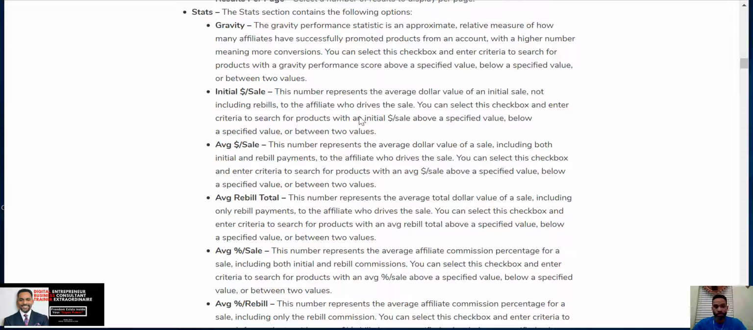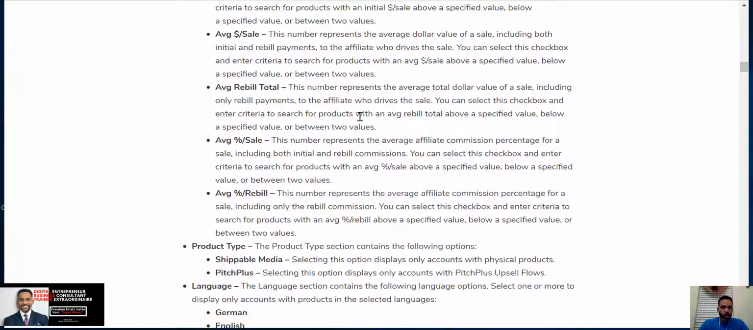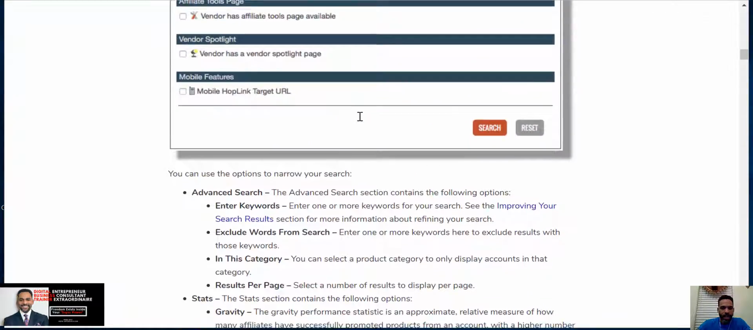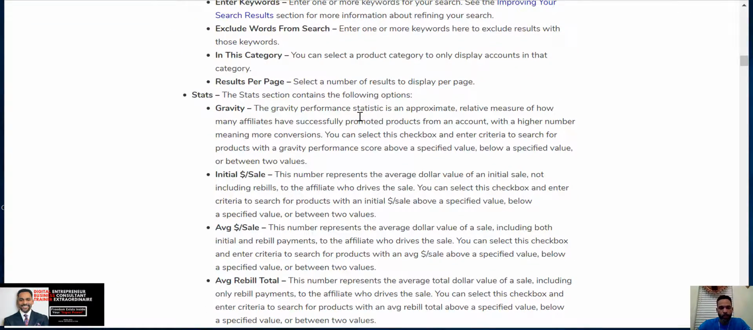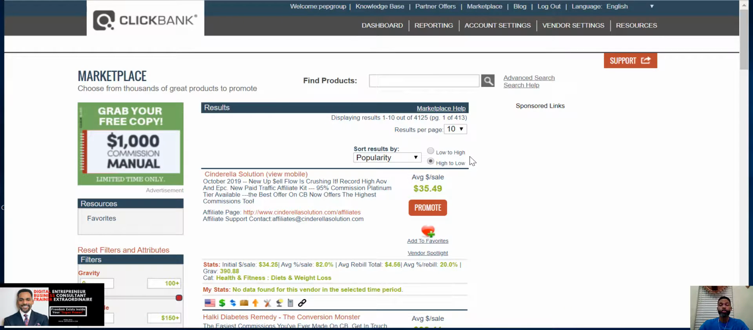So that's what we're going to look at in just a moment, but I want to go through some things so you can familiarize yourself with the terms. So gravity, initial dollar per sale, average dollar per sale, average rebill total, average percent per sale, average percent per rebill, right? And pretty much stop right there, because this is where you want to determine, based on the numbers, if this is a product or service that you want to promote.